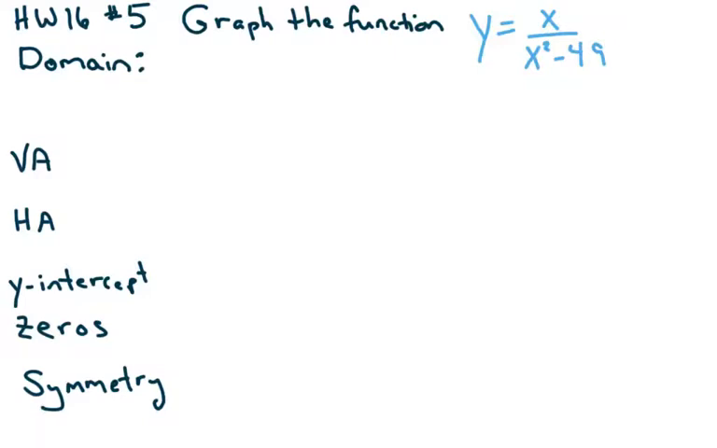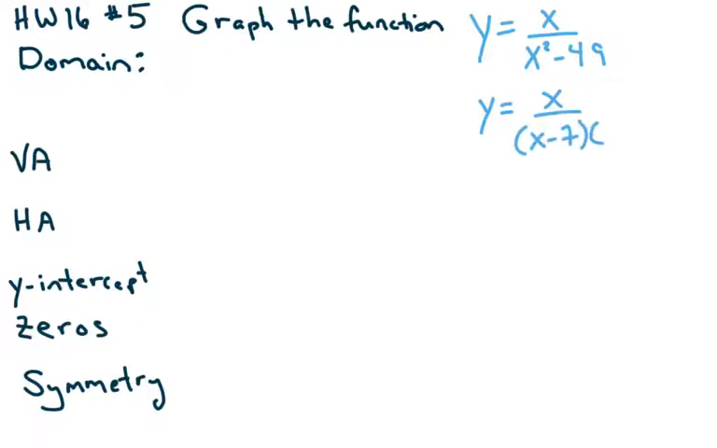Hello, this is Dr. Maxwell, and in this video I am going to work problem 5 from homework 16, where we're asked to graph the rational function y equals x over x squared minus 49. So these first few questions that I have here we can answer without looking at the derivative, but we do need to factor the denominator.